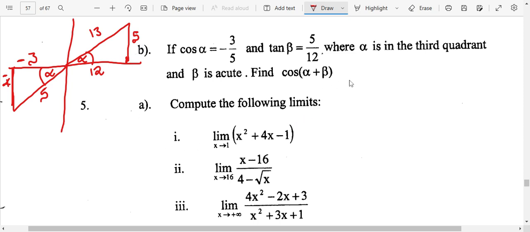Now we want to find cos of alpha plus beta. What are we supposed to do for us to find cos of alpha plus beta? What do you think?